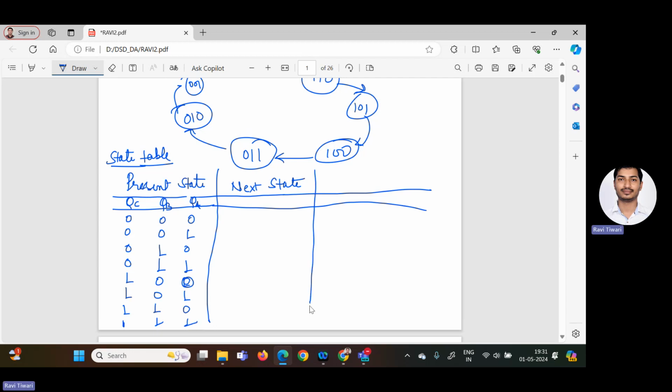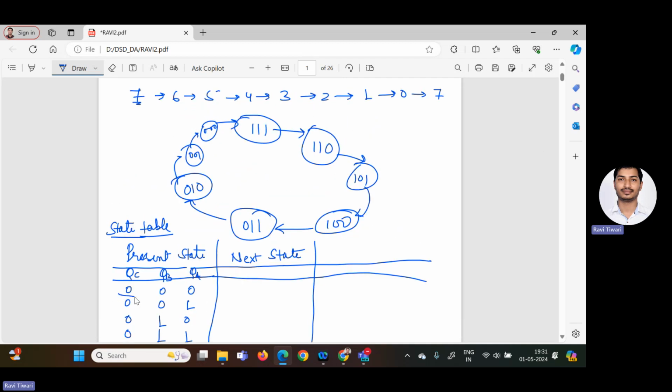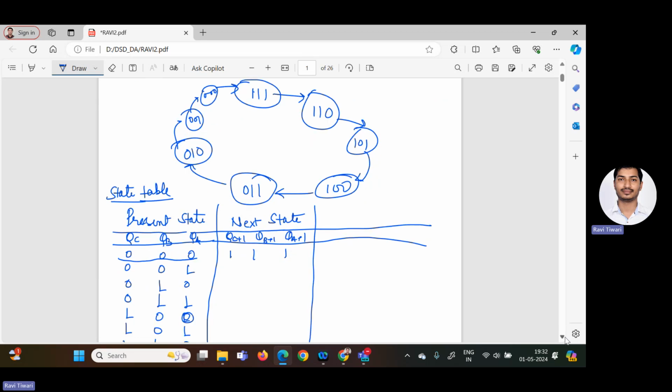Now we have to find out the next state. What does it mean? If you are in state 0, 0, 0, that is your first combination, what will be the next state? Next state is 1, 1, 1. And how will we represent it? We will represent it as QC plus 1. This is QB plus 1. And this is QA plus 1. Clear? Now, for every bit, it's the decrement order, right?